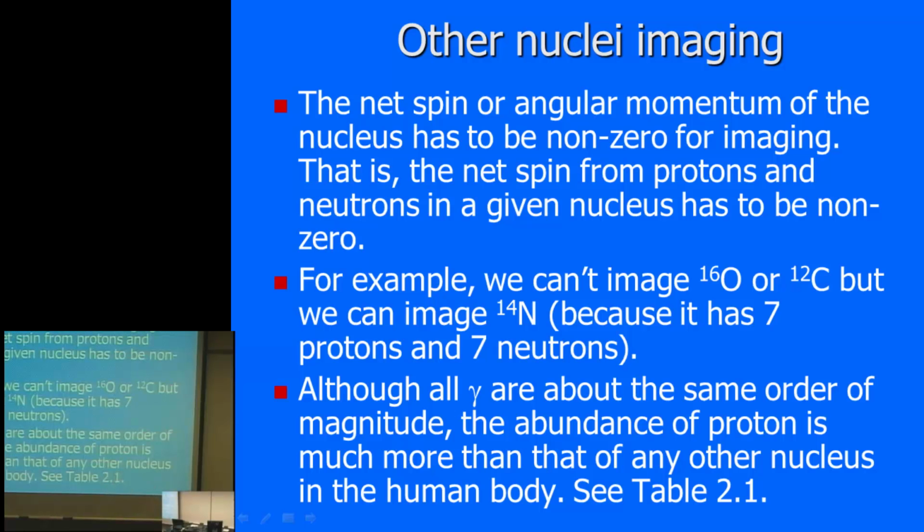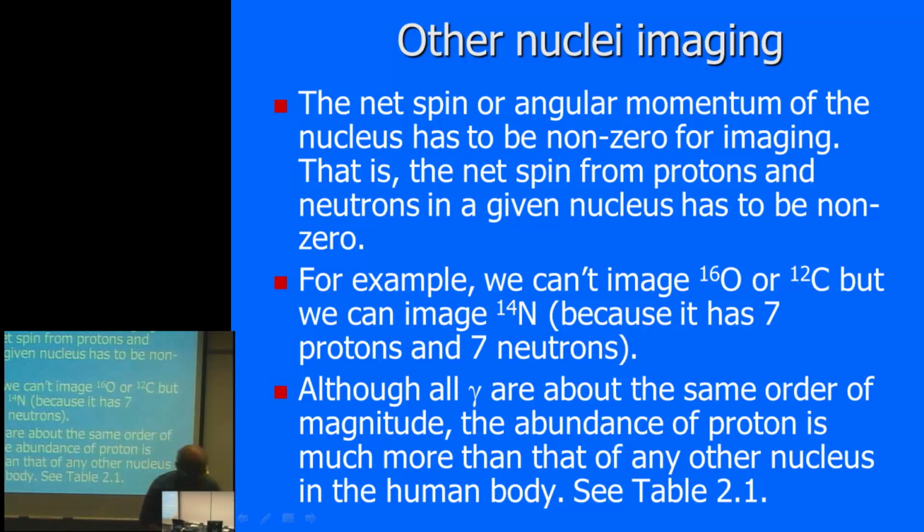So you would never hear people say, oh, we are doing imaging on carbon 12. That's not possible, but you can do carbon 13. There is some NMR on carbon 13. That's possible. But we can also imagine nitrogen 14.